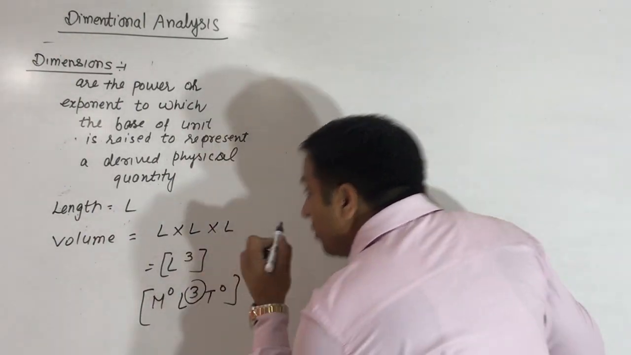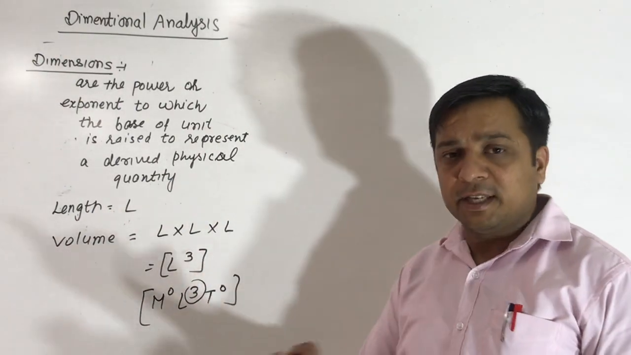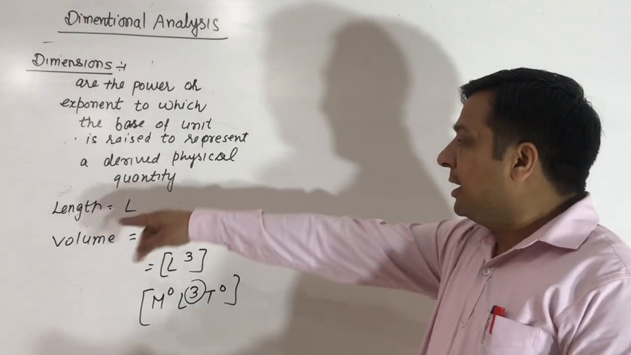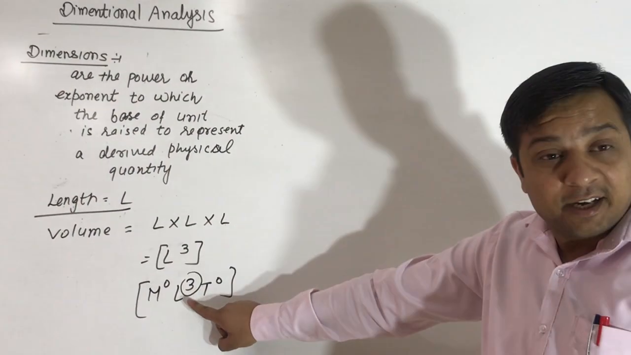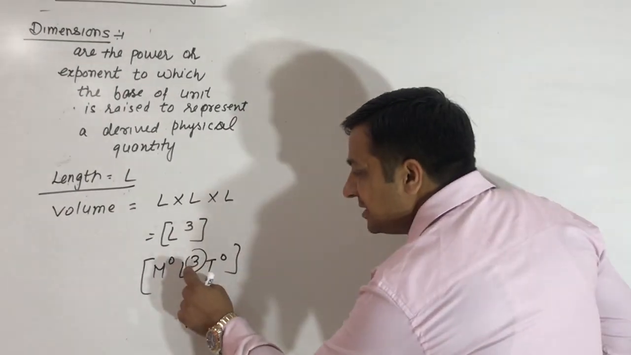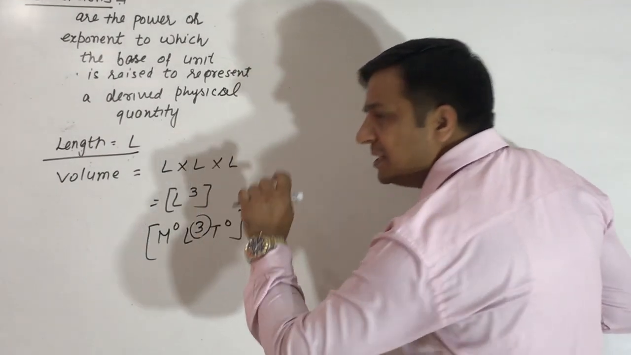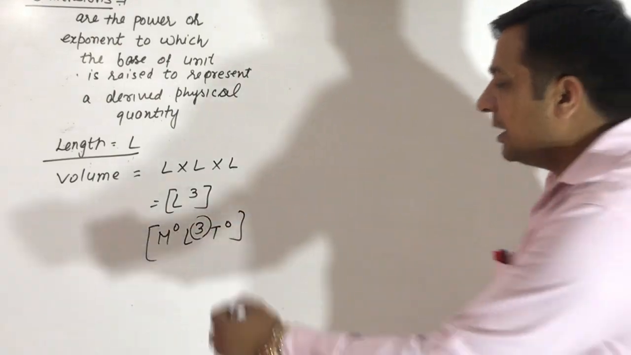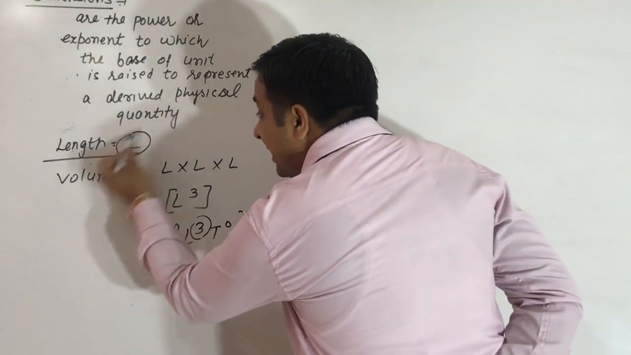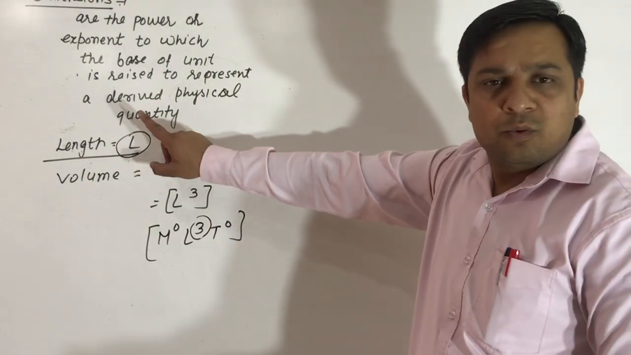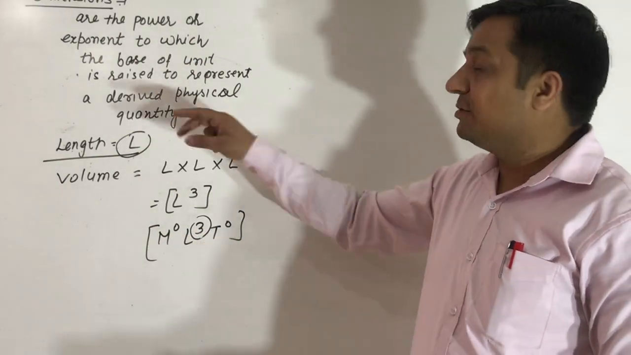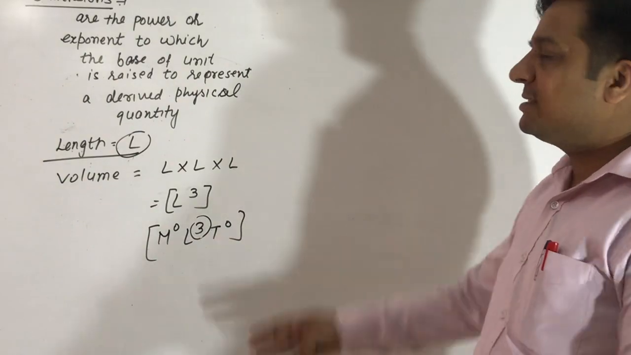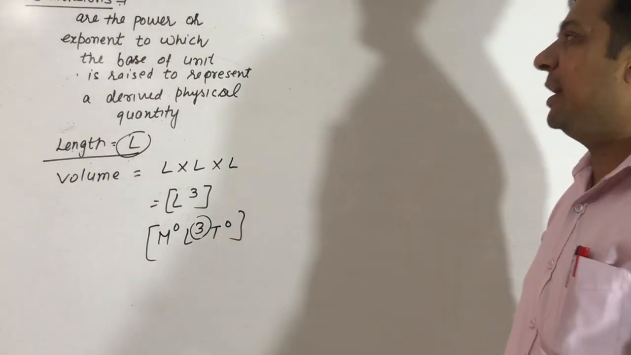So powers or exponents give a new physical quantity, because length is the fundamental quantity, and here this is another derived physical quantity, that is volume, and we have increased the power of the base quantity. Here 1, here 3. So these are the dimensions. Dimensions are the power or exponent.